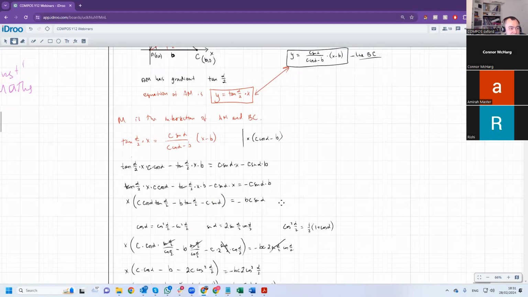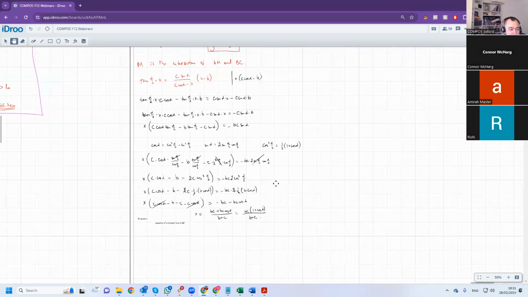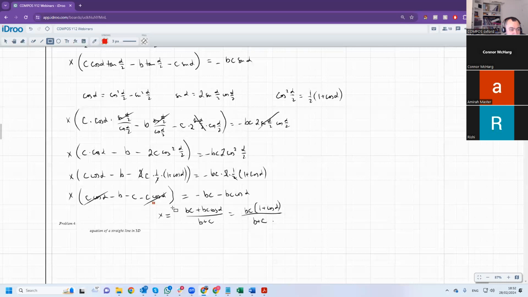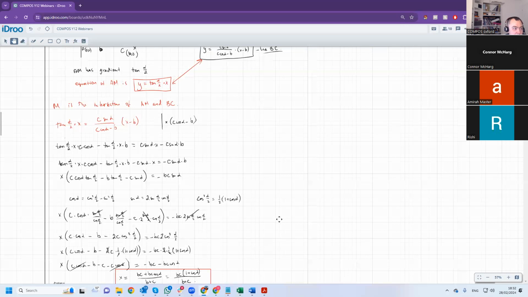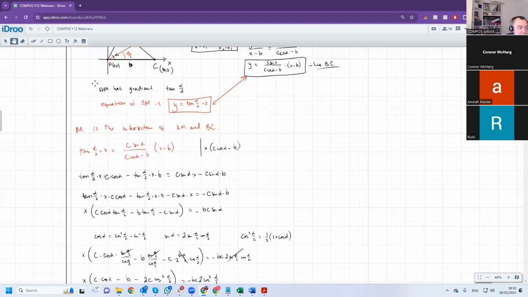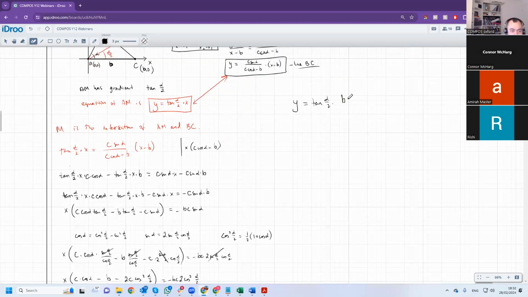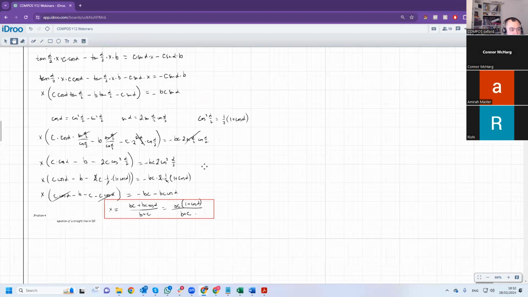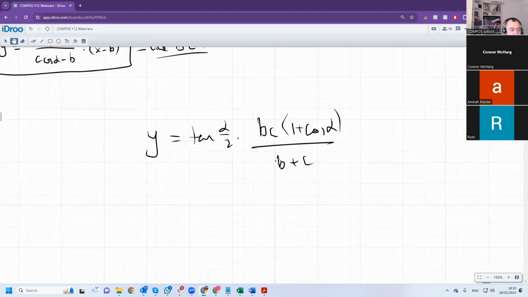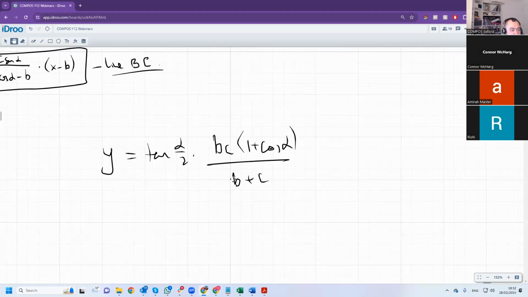which is very simple actually, because this is the x coordinate of M. Now the y coordinate, because we know the equation of the line AM. So now y is equal to tan alpha over 2 multiplied by x, and x is bc times 1 plus cos alpha divided by b plus c. Okay. Can we do something about it? Well, we can.